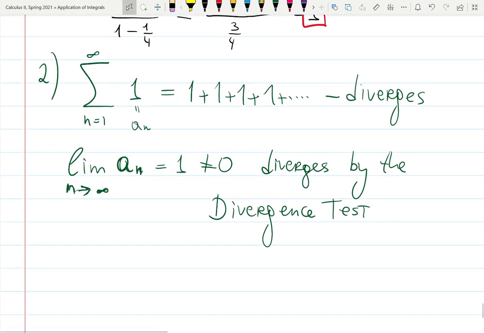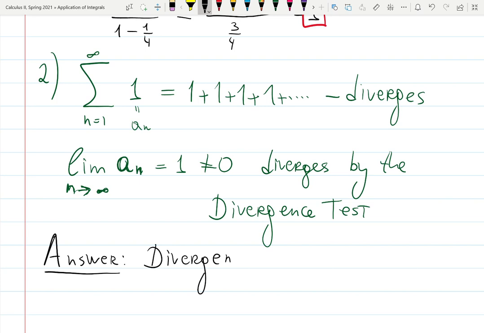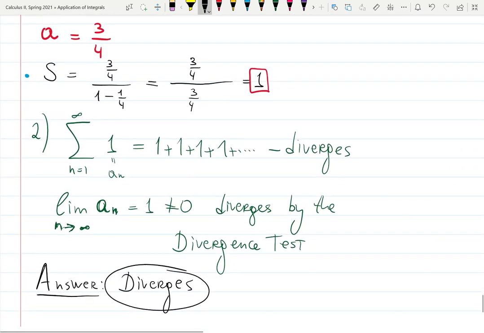Thus, we kind of wasted our time checking the first series. Well, we did not waste, we practiced. But the answer for the whole series, which was series number 1 plus series number 2, is that it diverges. Because even though the first series gave me the number 1, the second series gives you infinity, so everything blows up to infinity. That's how you work with problems like these.